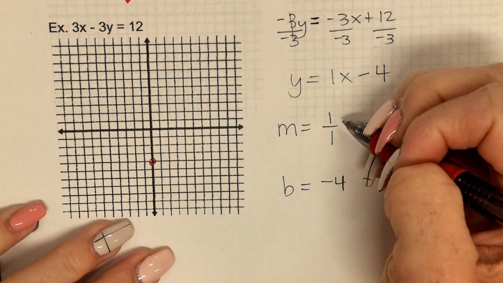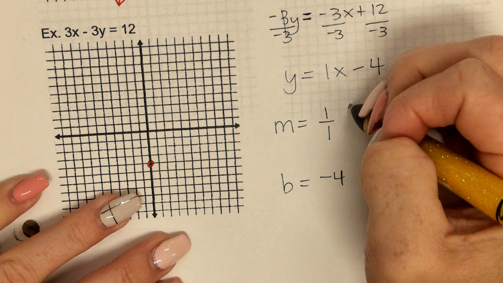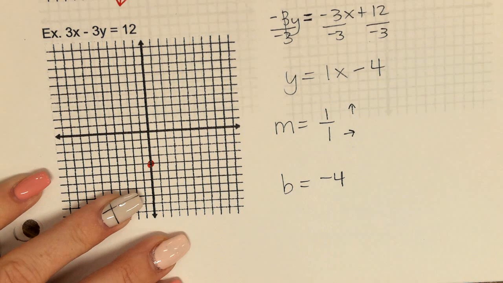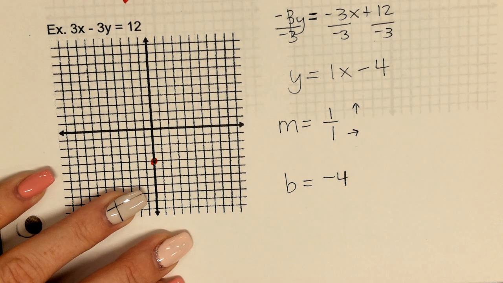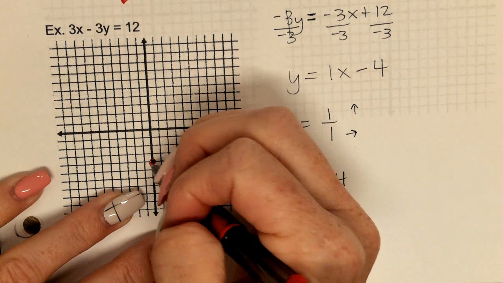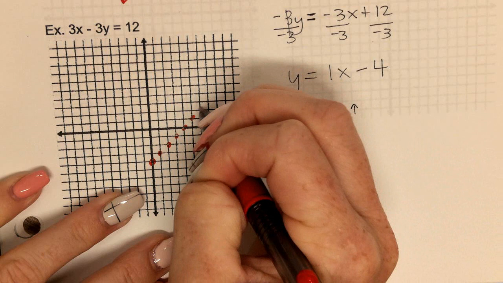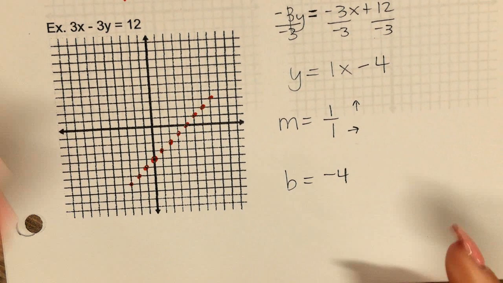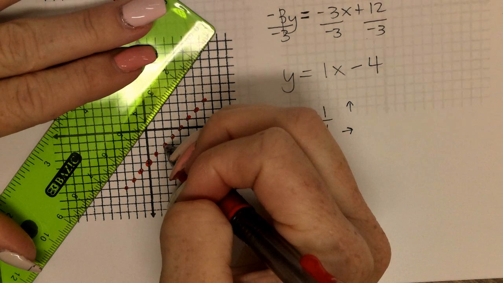Since my rise and run are both positive, I'm going to go up and right. Or, what other way could I go? Down and left, because down is negative, left is negative, and 2 negatives make a positive. So I could do it either way. So up 1, right 1, up 1, right 1. Or down 1, left 1. And you don't have to do it across the entire graph. You just need enough dots to make a good line.